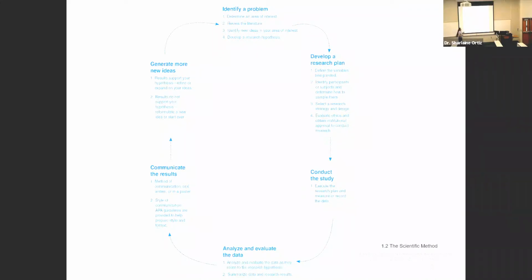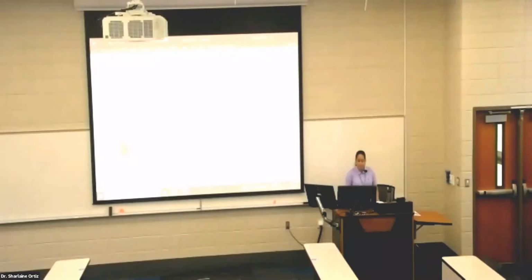Another way to identify a problem is by reviewing the literature. I'm going to zoom in on that a little bit more. This is too small. Let's do it. So when we identify the problem, we can also do it via literature review. And I know we all love that, right? To actually sit down and look at what the literature says.